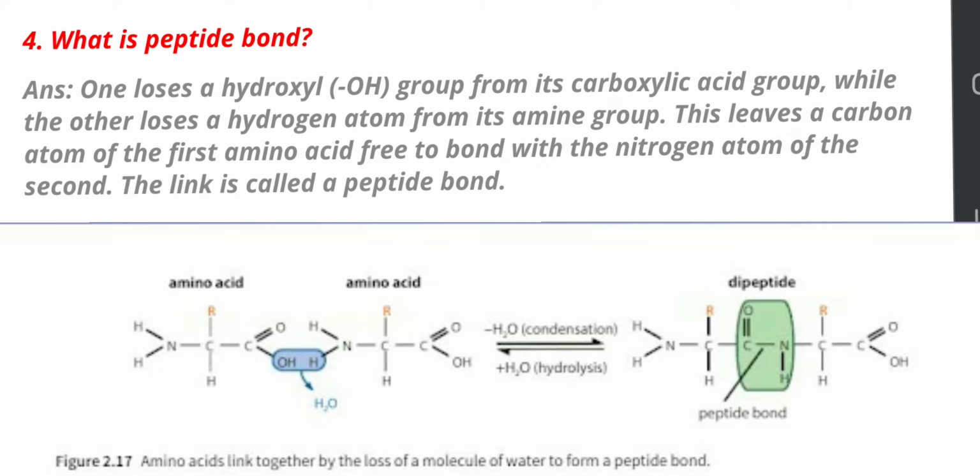Question number 4, what is a peptide bond? Go through your textbooks and try to figure it out. One amino acid loses a hydroxyl group from its carboxylic acid group, while the other loses a hydrogen atom from its amine group. This leaves the carbon atom of the first amino acid free to bond with the nitrogen atom of the second. The link is called a peptide bond.